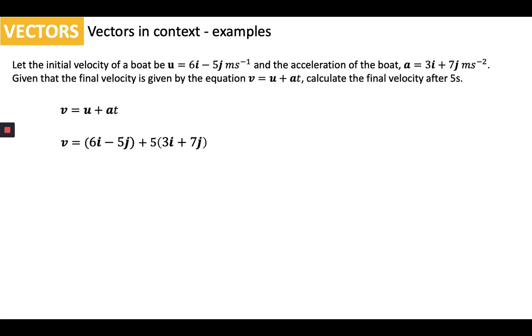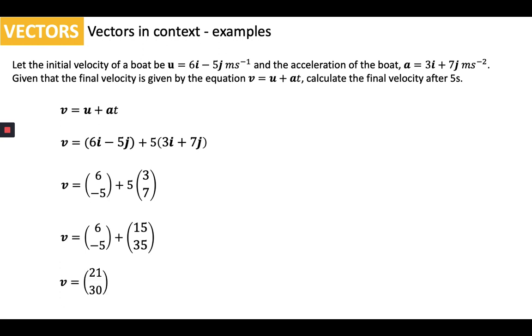I know that u is 6i minus 5j. I know that t is my time, so it's 5 seconds. So I'm going to put a 5 here, and this is putting the number before the bracket by convention, but 5 lots of the acceleration, which is 3i plus 7j. Now I'm going to convert them into column vectors, because I know that makes it easier, and then I can just solve it. And it gives me v equals 21 over 30.